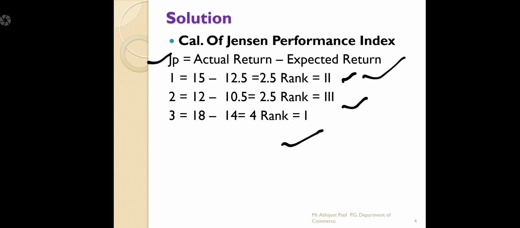Here we should understand that if a question comes on Jensen's performance index and the difference between actual and expected, we should find the expected return as per CAPM, and once we get the expected returns, we should determine the difference between actual and expected. Actual return is given in the problem, expected we calculate, and as per the difference we should give the rank. So this is the question they asked in the question paper of 2015.